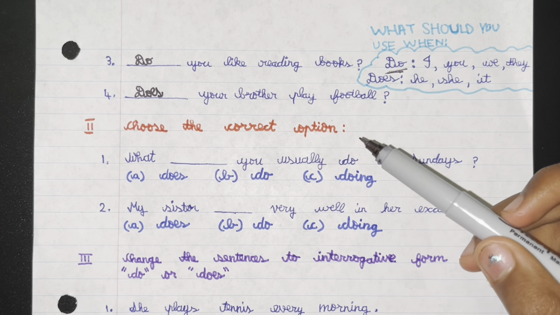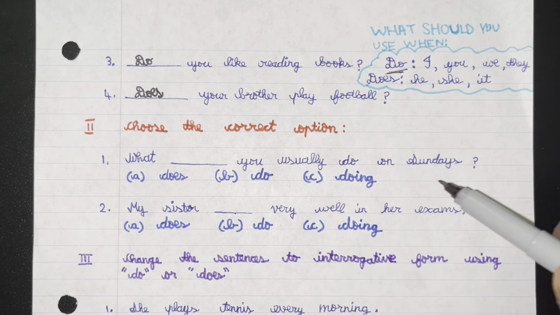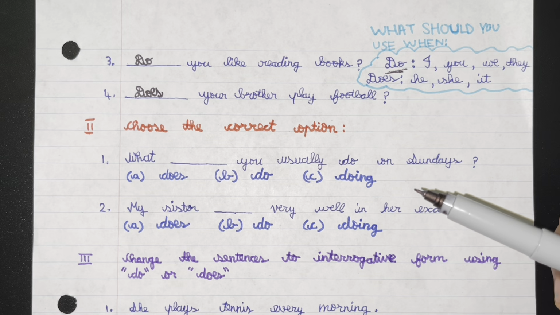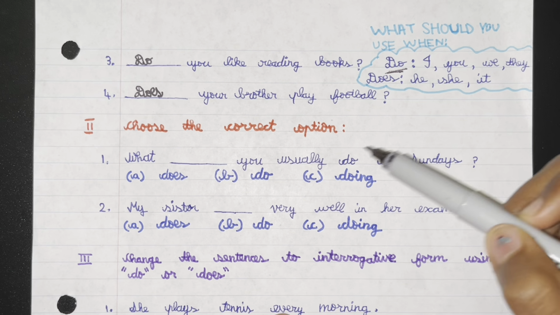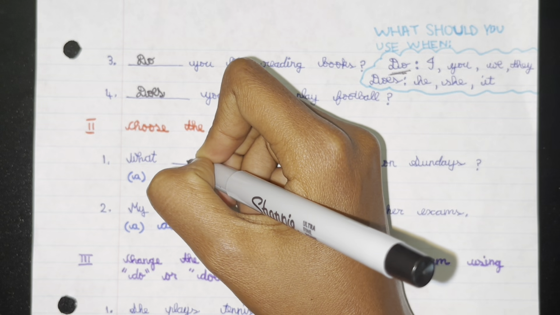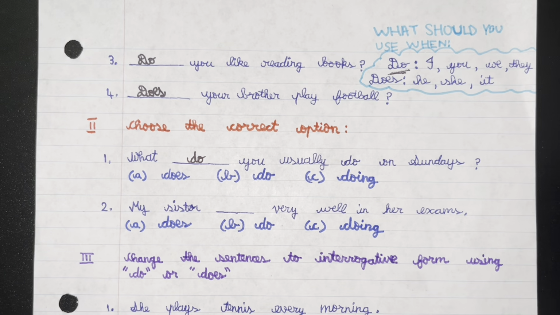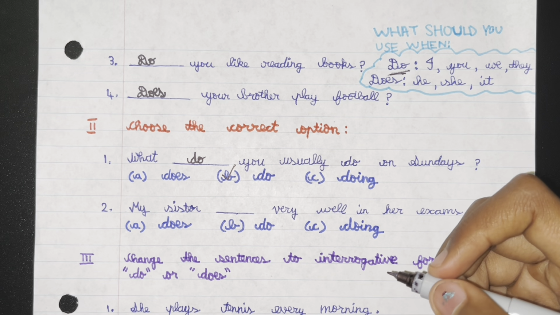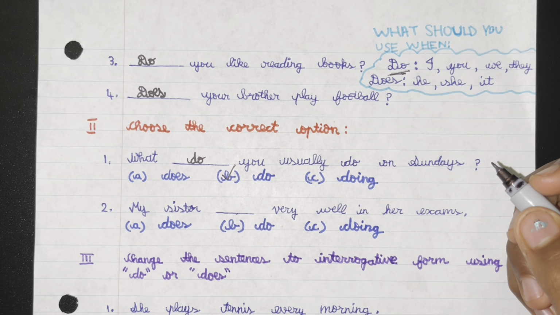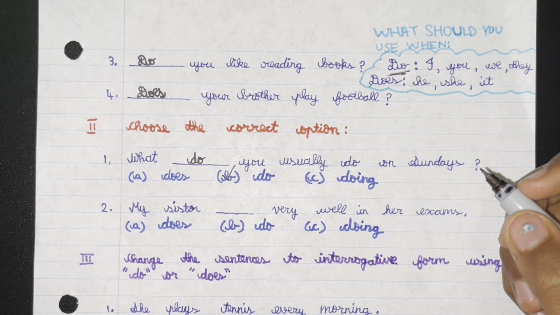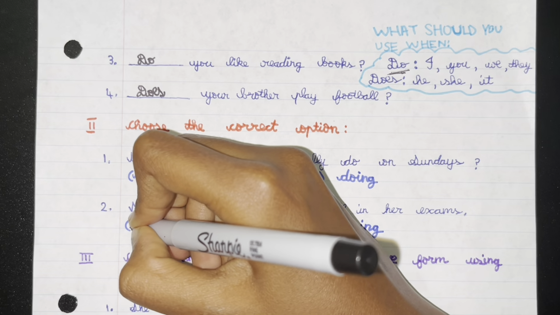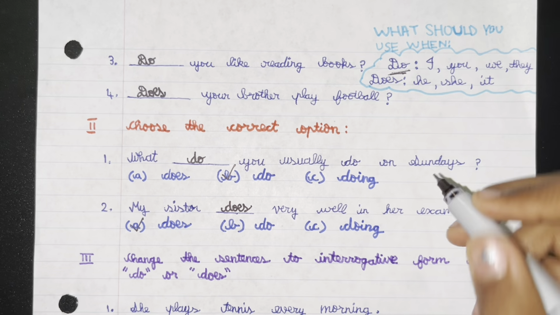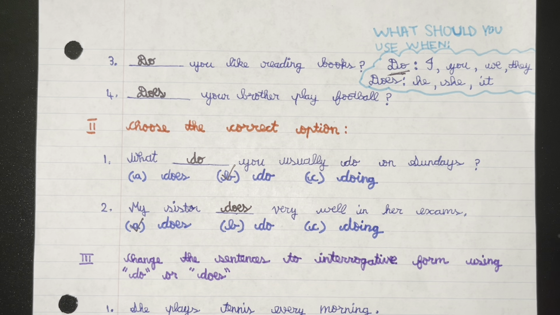Second subdivision, choose the correct option. What dash you usually do on Sundays? A option does, B option do, C option doing. So in this sentence you have you, so you should use do. What do you usually do on Sundays? So B option is the correct answer. Second question, my sister dash very well in her exams. So my sister is the third person, so we should put does. My sister does very well in her exams.